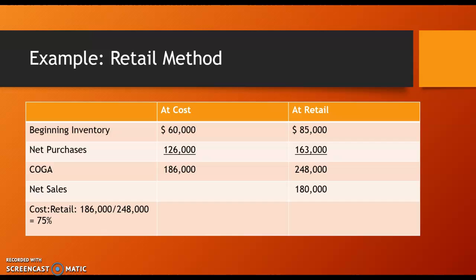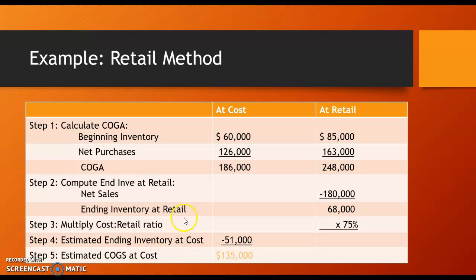Okay, and we have net sales of $180,000, and that, of course, is automatically at retail. And we can get our cost to retail ratio by taking the cost of goods available at cost, the $186,000, divided by the cost of goods available at retail, the $248,000. So that gives us a cost to retail ratio of 75%.